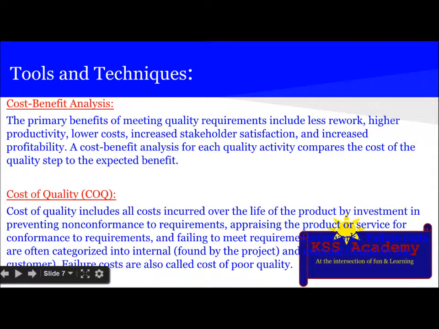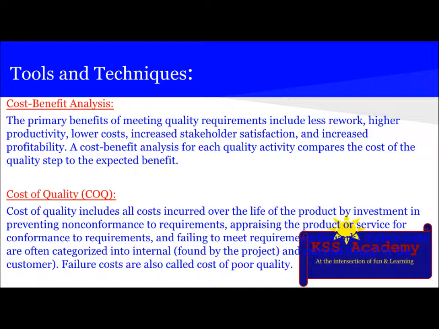The tools and techniques used begin with cost-benefit analysis. The primary benefits of meeting quality requirements include less rework, higher productivity, lower cost, increased stakeholder satisfaction, and increased profitability. A cost-benefit analysis for each quality activity compares the cost of the quality step to the expected benefit. The next tool and technique is cost of quality.